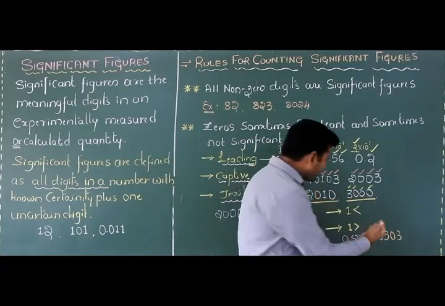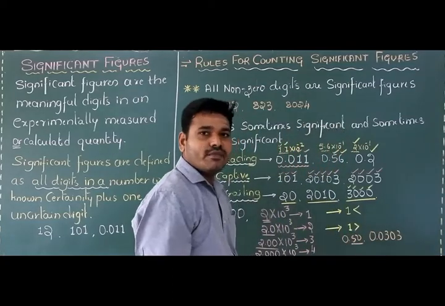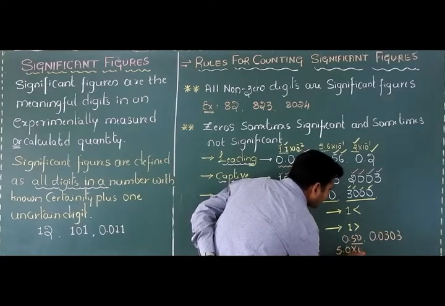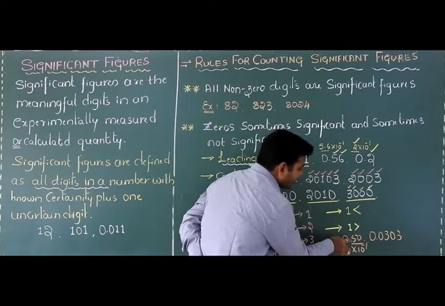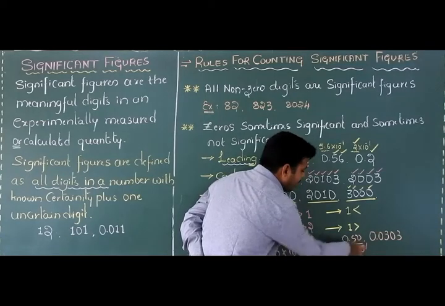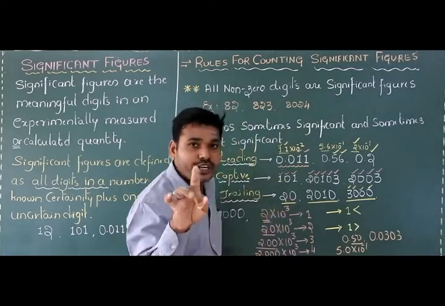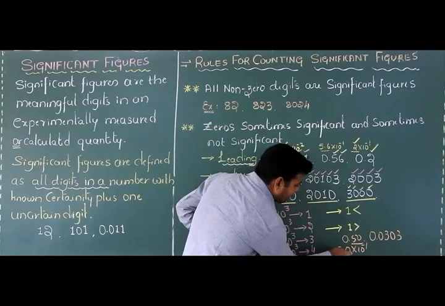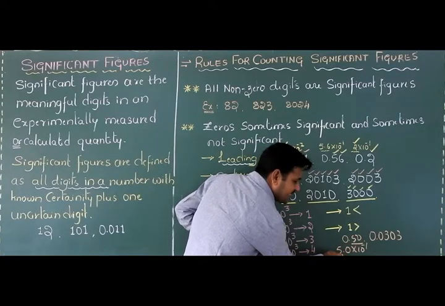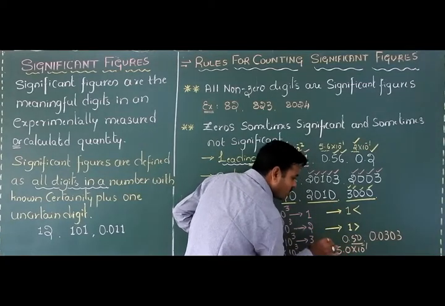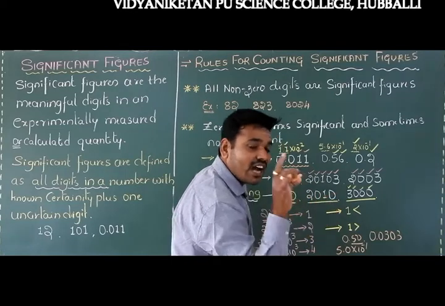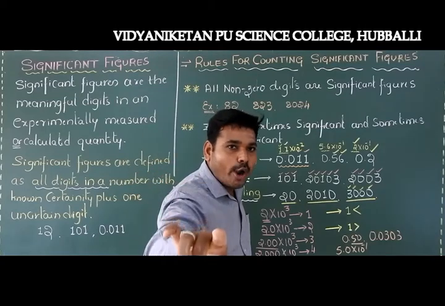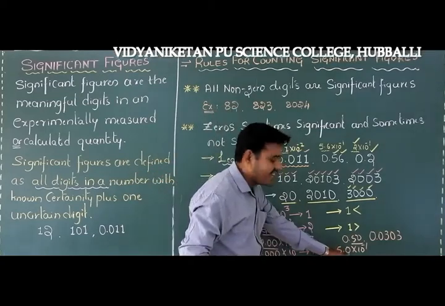If you want to express this given number in scientific notation, this becomes 5.0 into 10 to the power of minus 1. You just shift the decimal point after one digit, so the number becomes 5.0 into 10 to the power of minus 1. Now the number is greater than 1. If the number is greater than 1, in such cases the zeros which are present at the right of the decimal point are counted as a significant figure.